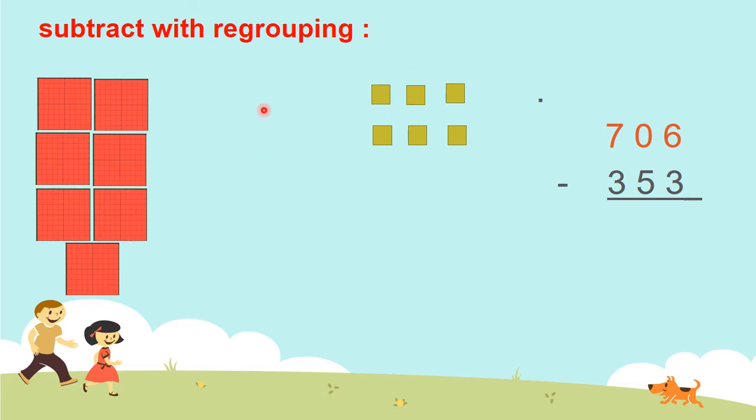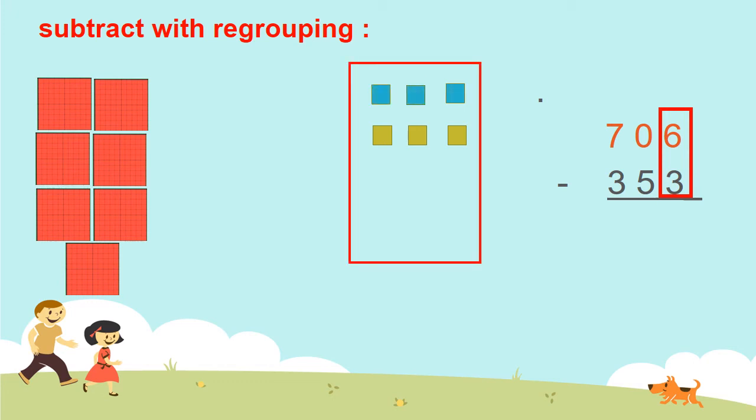706. I don't have any tens. So let's start with the ones. 6, take away 3. We're going to take these 3, so we are left with 3. Good. Now let's go to the tens.